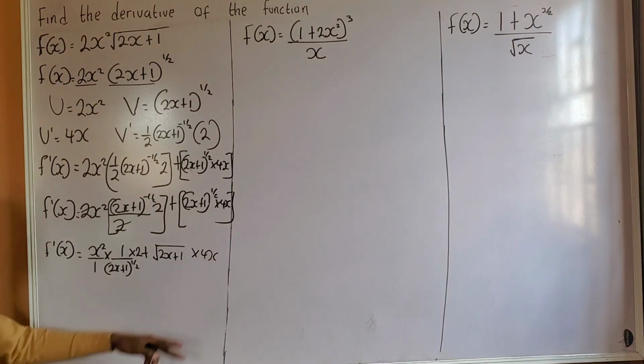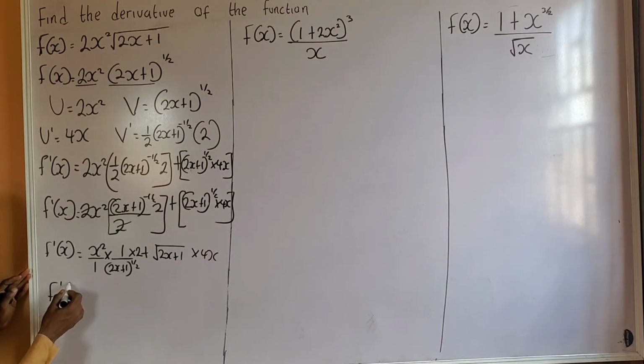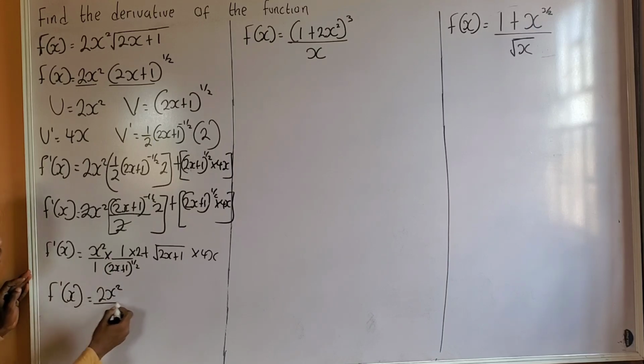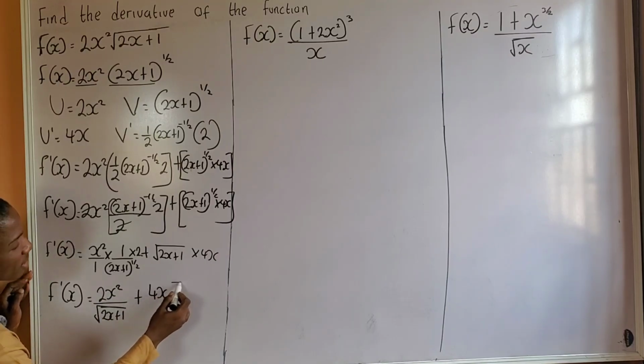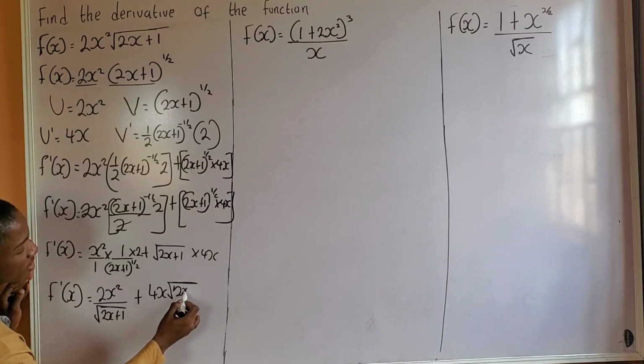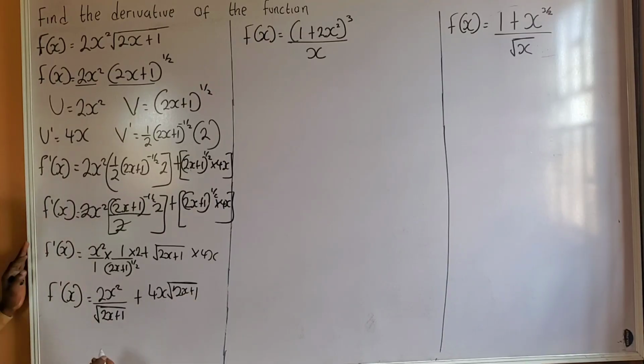Do you understand? Okay, so the derivative of f of x will be equals to 2 times 1 times x squared, that is 2x squared, all over the square root of 2x plus 1, plus 4x multiplied by the square root of 2x plus 1. Do you understand? Okay? If you want to take the LCM, you can proceed.